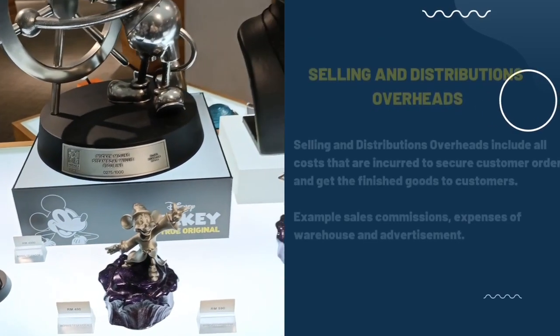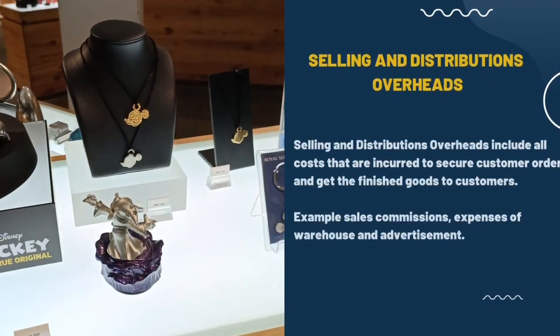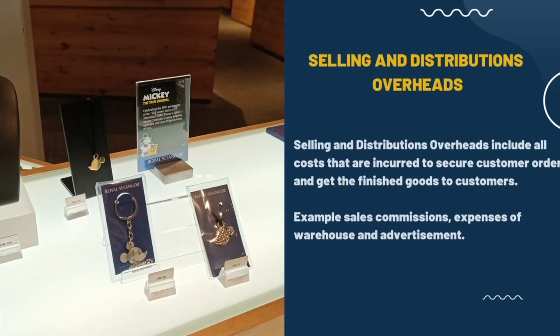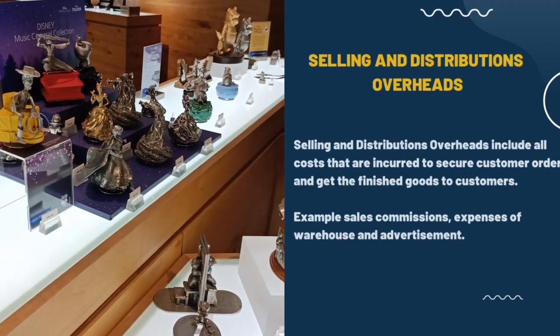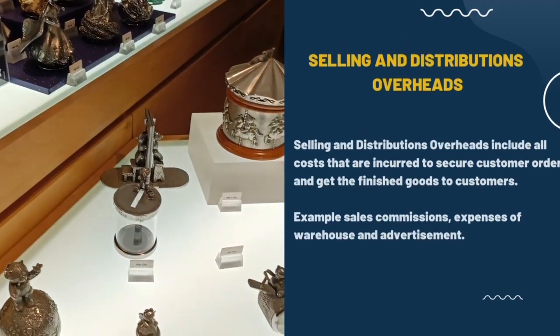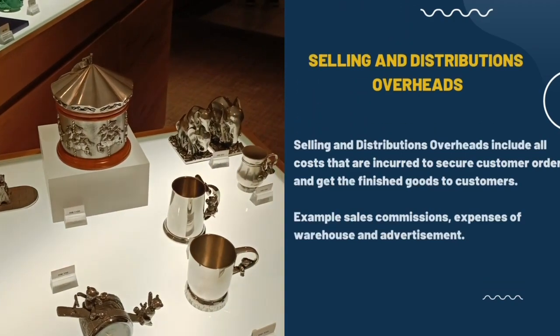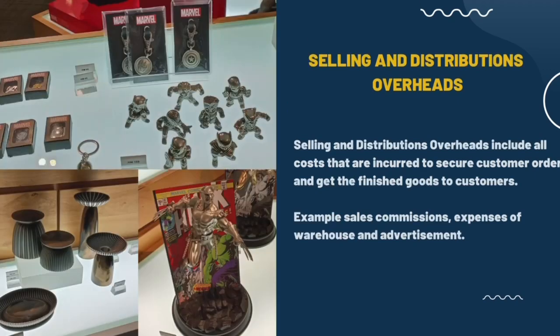Next, selling and distribution overheads. Selling and distribution overheads include all costs that are incurred to secure customer order and get the finished goods to the customer. Examples of selling and distribution overhead are as follows: sales commission and traveling expenses, expenses relating to showrooms, advertisement and publicity expenses, and expenses of warehouse.